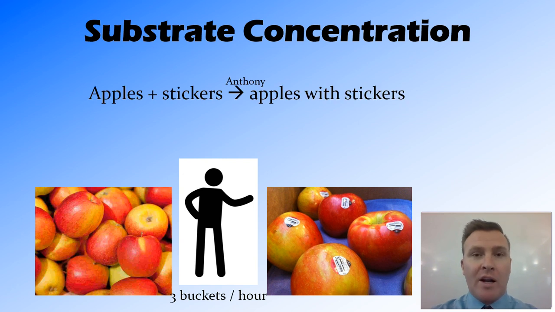If we were to write an equation for this, it would be apple plus stickers, and the enzyme catalyzing this reaction is Anthony. It wouldn't happen without him, and we end up with apples with stickers on them. So the first truck comes in, and he gets half a bucket off that truck. As I said, he can do 3 buckets an hour, so in that hour, before the next truck comes, he does his half a bucket, then he goes out for a smoke.